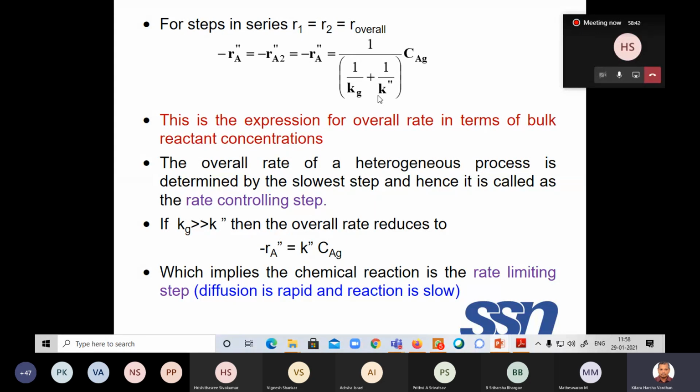That is CRE2, mass transfer unit number 2: the relationship between the overall mass transfer coefficient and the individual mass transfer coefficients. This is the overall, and this is the individual, each one. Am I right?